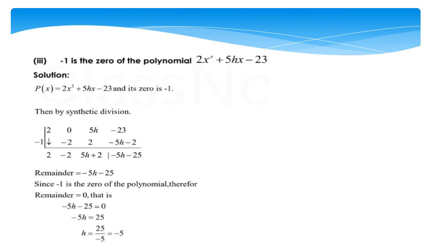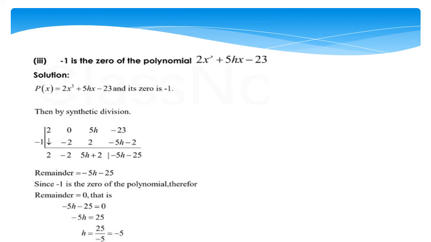Minus 1 is a zero of the polynomial 2x cube plus 5hx minus 23. In descending order, p(x) is equal to 2x cube plus 0x square plus 5hx minus 23. It is a zero at minus 1. In descending order in x, the missing term gives the coefficient 0.